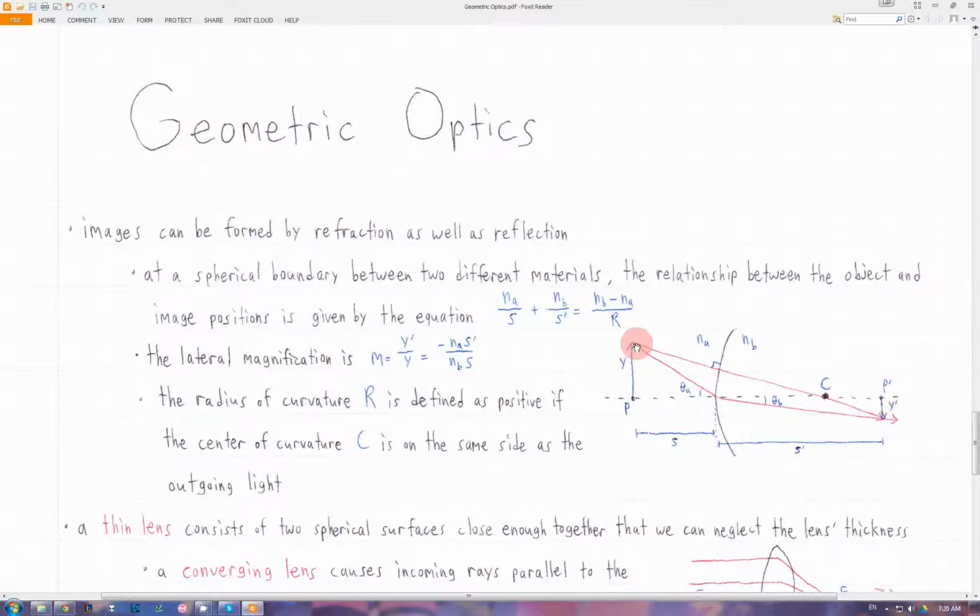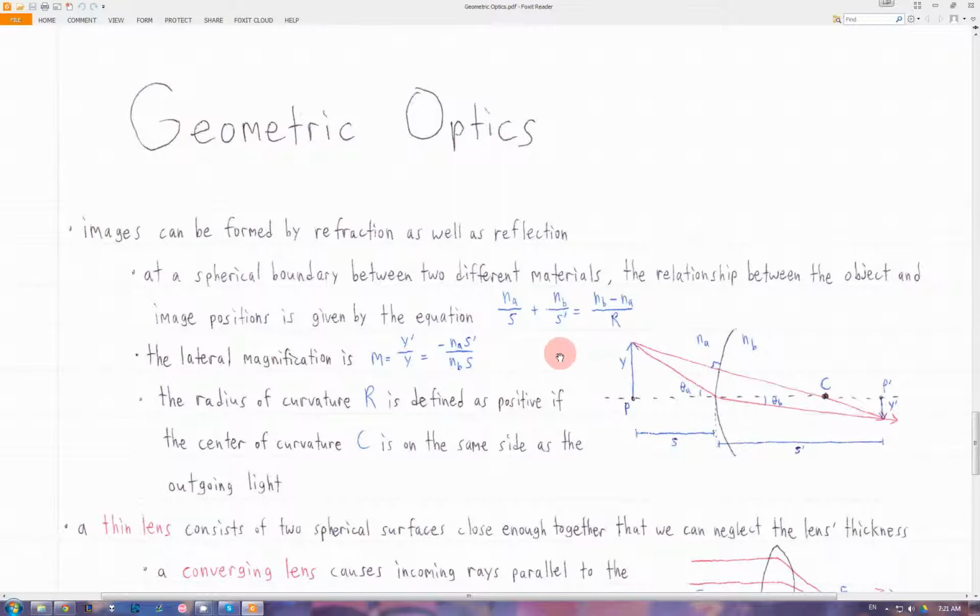And then this ray hits at an angle, and since this second material has a higher index of refraction than the first, it's going to bend towards the normal line, given by Snell's law. And then these rays converge at a point, and that's where the image is formed. So you can see the image is real and inverted.